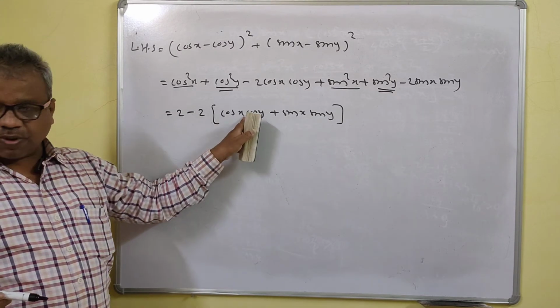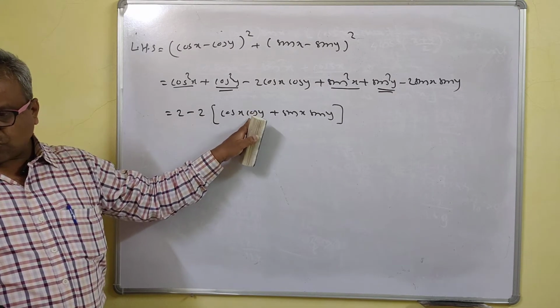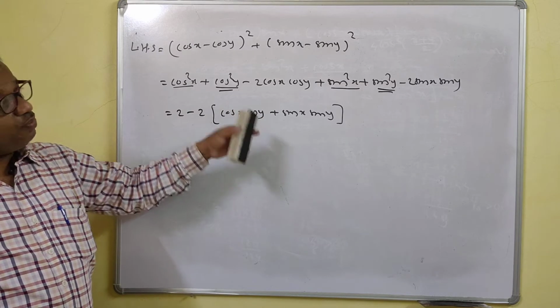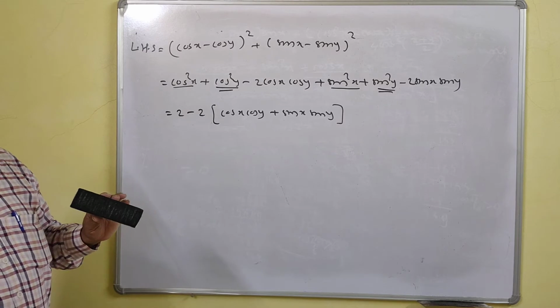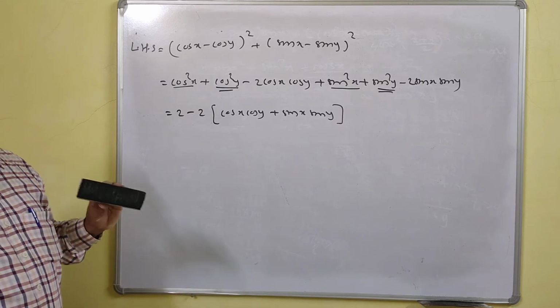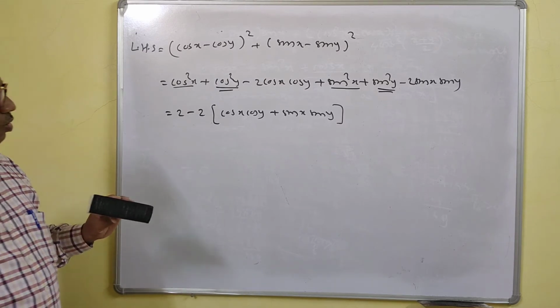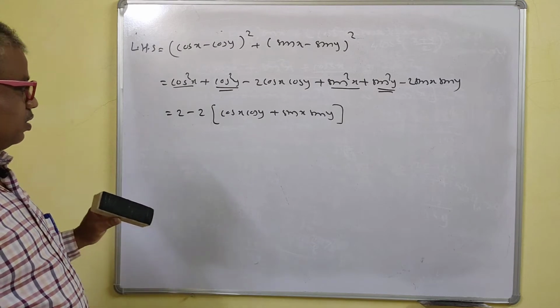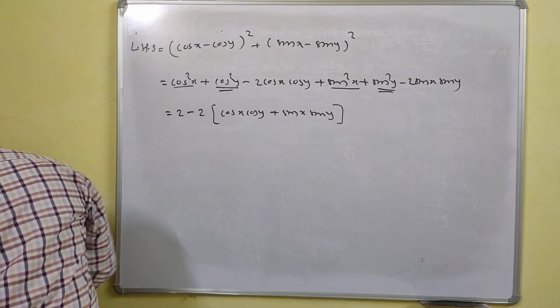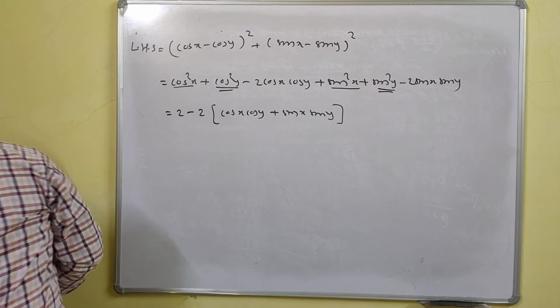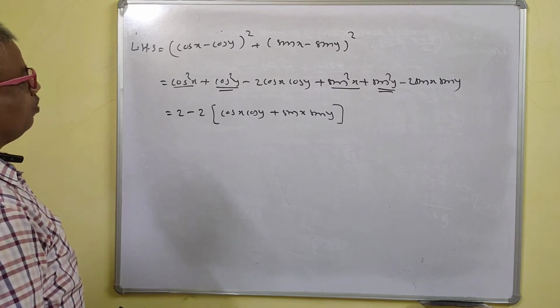Now this is the formula for cos of x minus y or y minus x. See which angle you want in the RHS, x minus y or y minus x. What is your angle in the RHS? Okay, so this is x plus y. That is where we made a mistake.